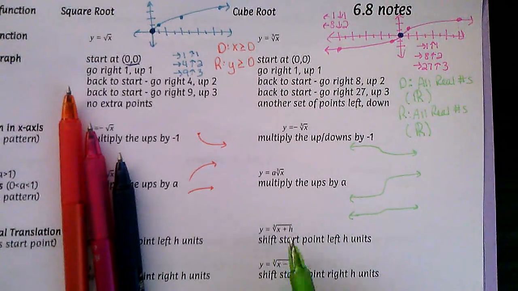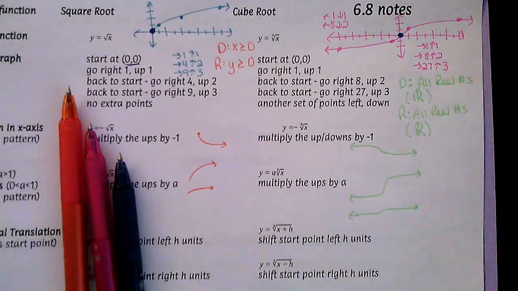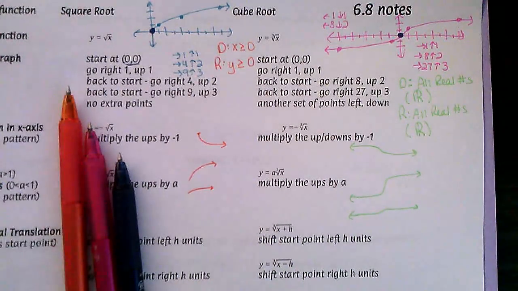Right is negative, left is positive, and up and down are outside. Plus is up, minus is down. So let's go graph some of these.